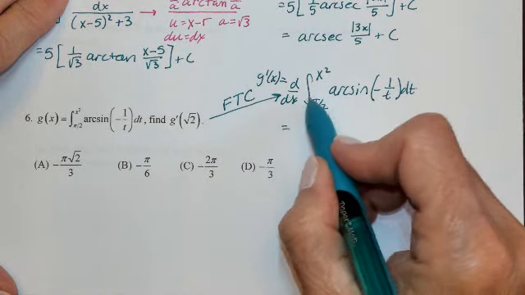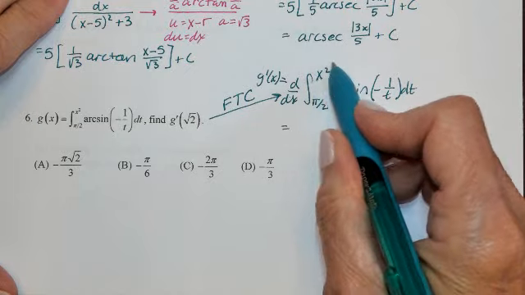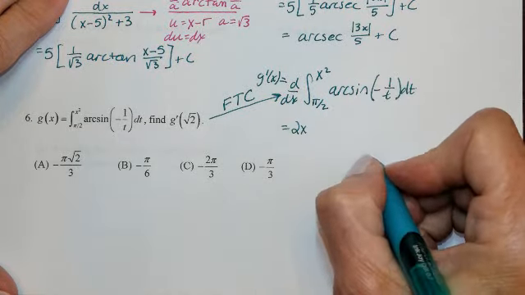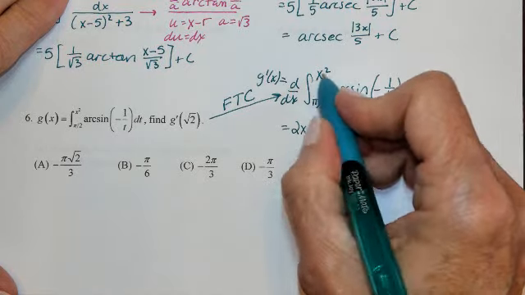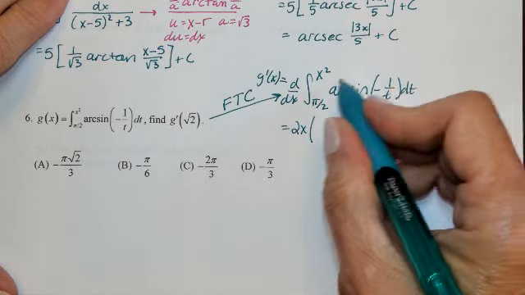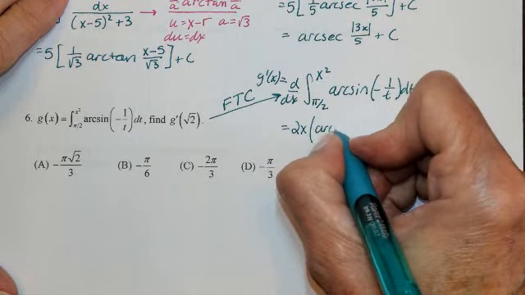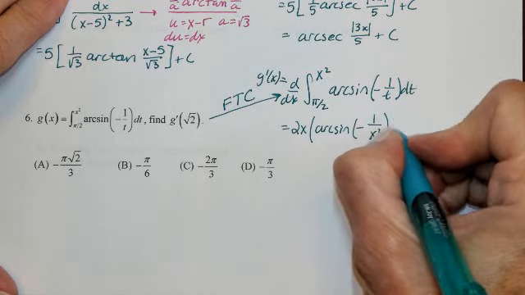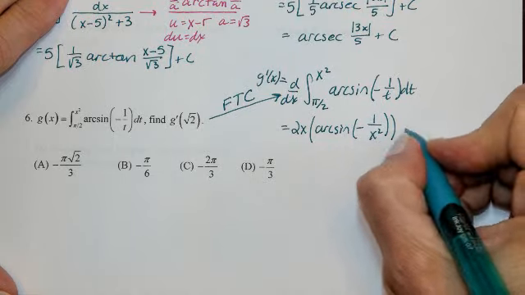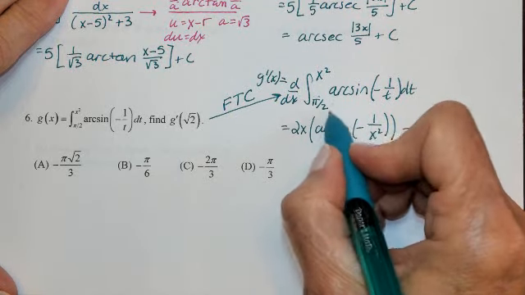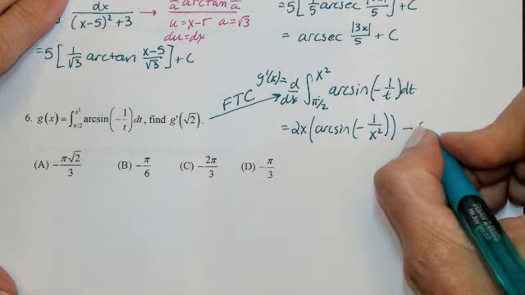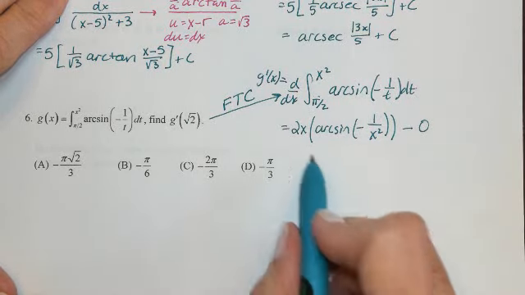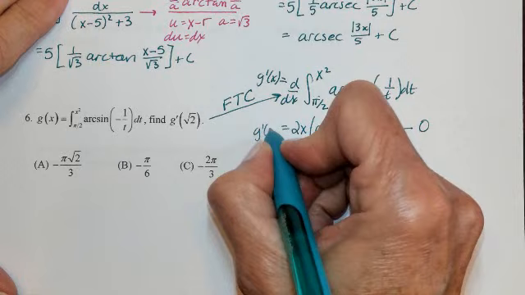Derivative of the integral, so we start at the top, take the derivative, 2x. Now just plug in x squared for every t in the function. So arc sine negative 1 over x squared minus, now go to the bottom and take the derivative. This is a constant, so when we take the derivative it's just 0 and that whole term zeroes out. So this is g prime of x.